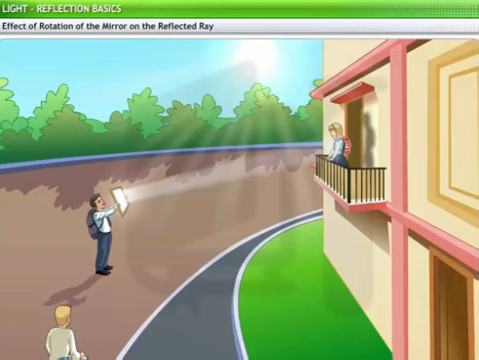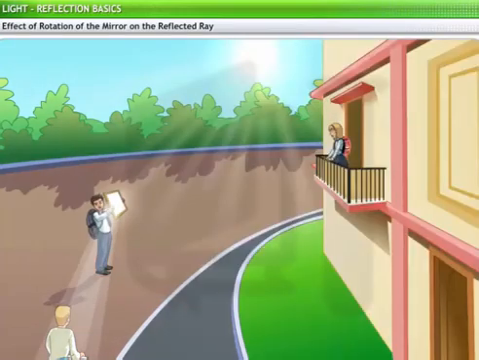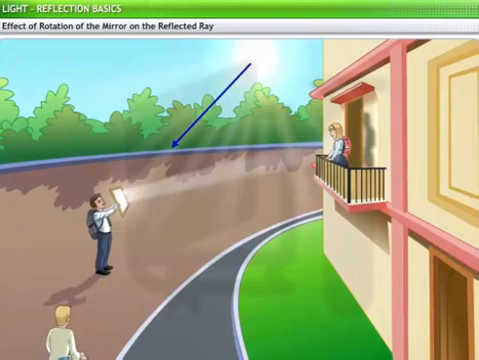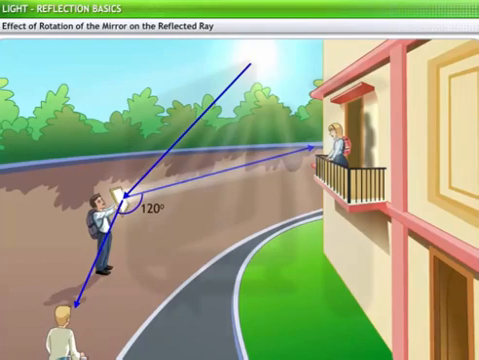Kids sometimes use mirrors as playthings, where they rotate the mirror in the sunlight to make the sun's rays reflect on another person or an object. Suppose a child uses a mirror to direct the sun's rays to a friend standing at a window on the first floor. Now he wants to direct these rays to another friend standing on the road some distance away. If the lines joining the boy to the two friends make an angle of 120 degrees, by what angle should the child rotate the mirror?